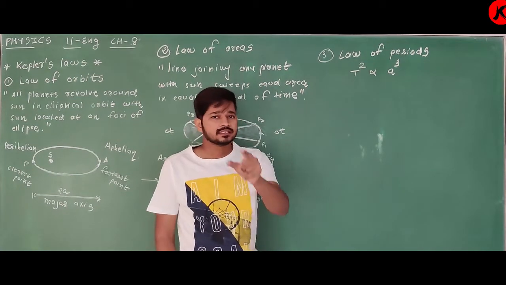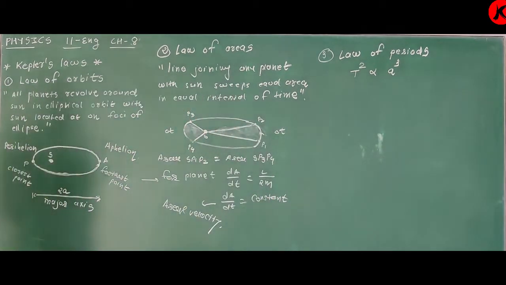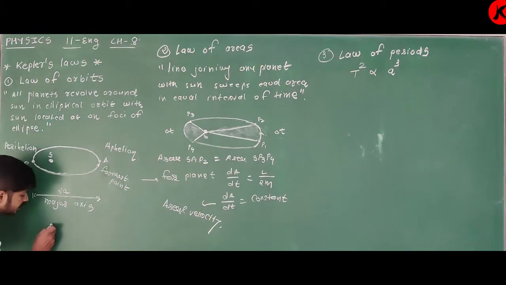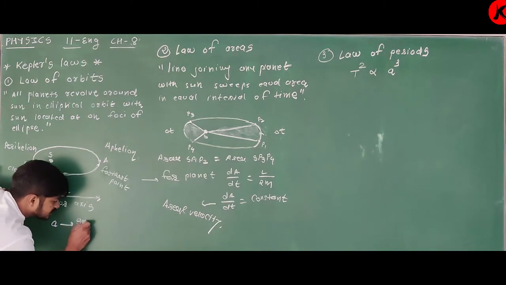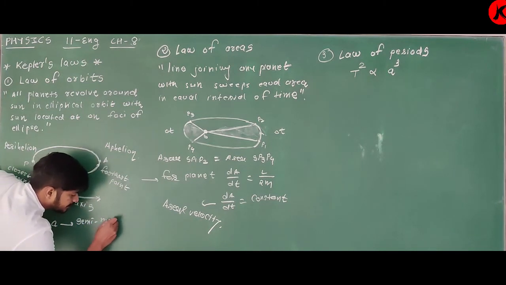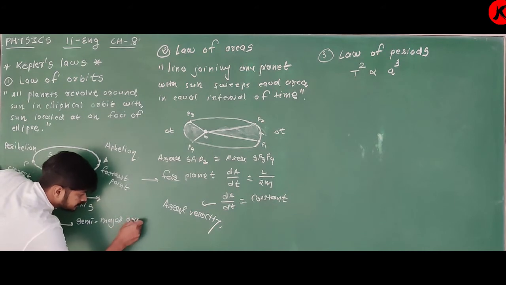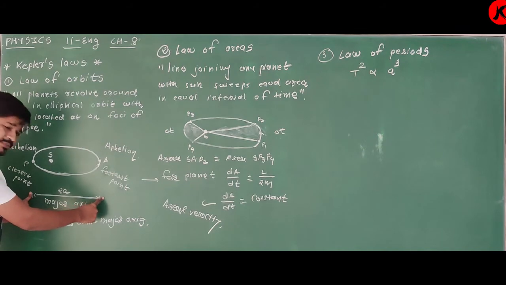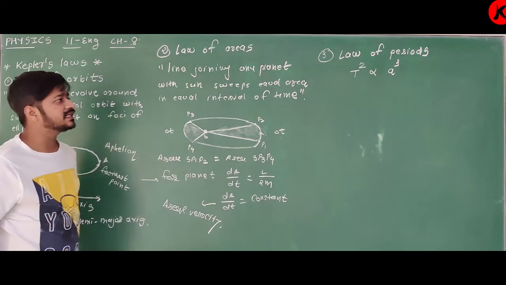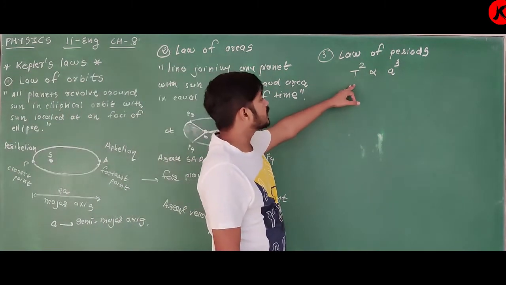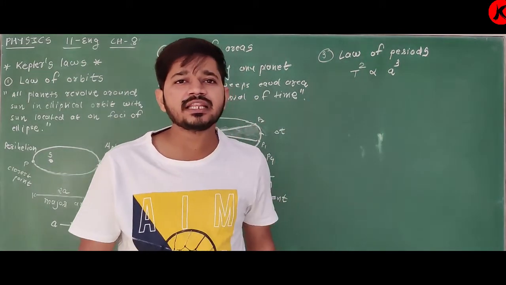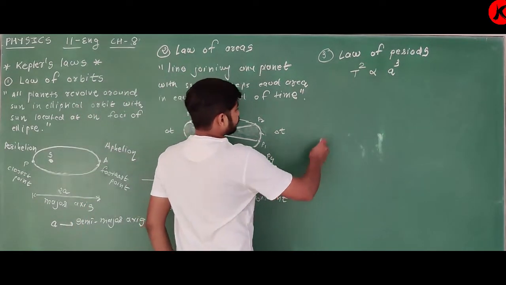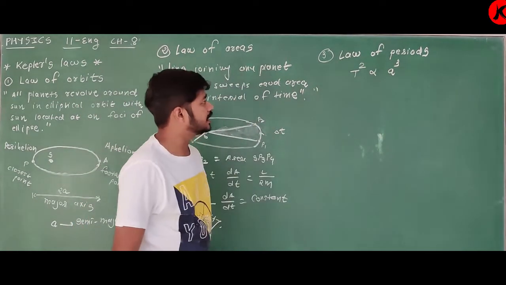What is A? See here, 2A is the major axis. So what is only A? Only A is called the semi-major axis. 2A means the total major axis, and A means the semi-major axis. So if you remember this equation, you can easily write its statement. How to write the statement? See, here it is.